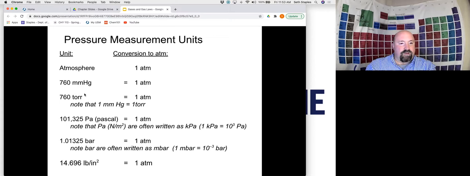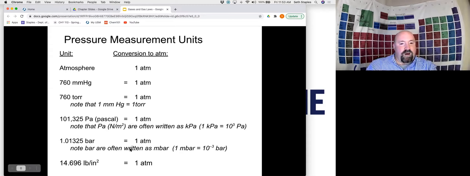Torr is another pressure unit. 760 Torr is also equal to 1 ATM. So you can see that 1 millimeter mercury is 1 Torr. We also think in terms of pascals quite often, or kilopascals. And so 101,325 pascals is 1 ATM. And so if we convert that to kPa, that'd be 101.325 kilopascals, obviously equal to 1 ATM.